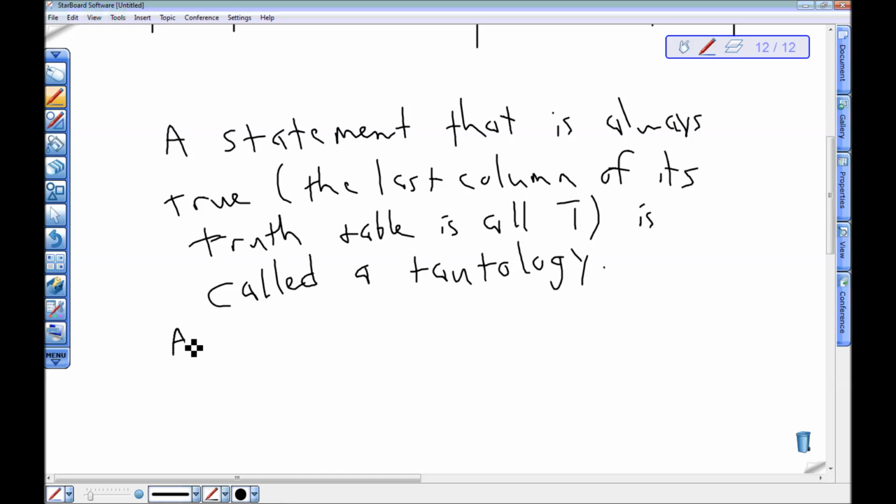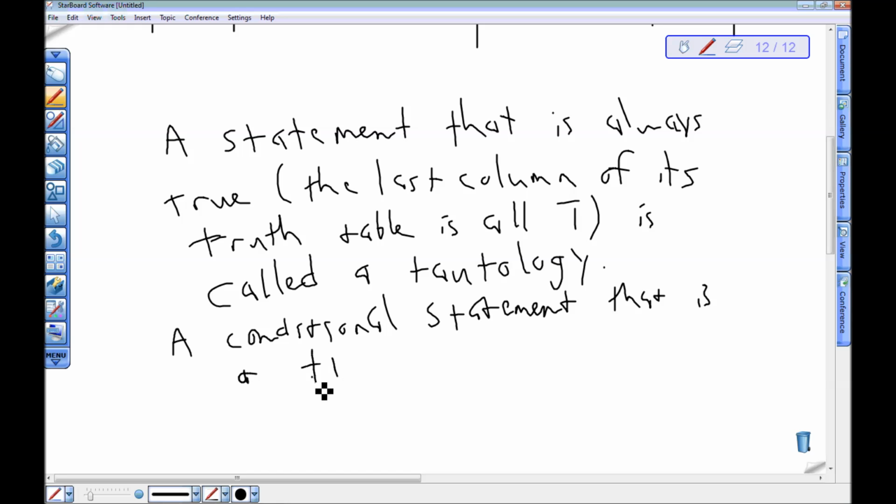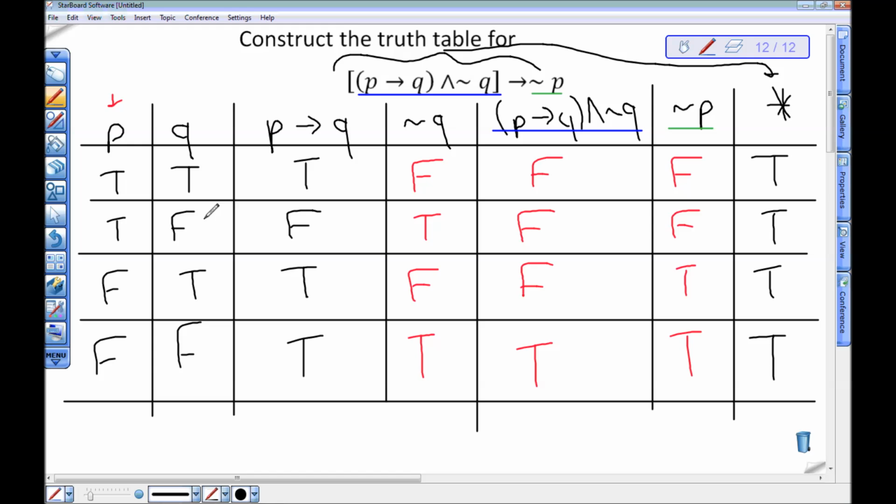Moreover, a conditional statement that is a tautology is called an implication. So tautology, a statement that's always true. A conditional statement that's a tautology is called an implication. So this is an implication because it is a conditional statement that's also a tautology.